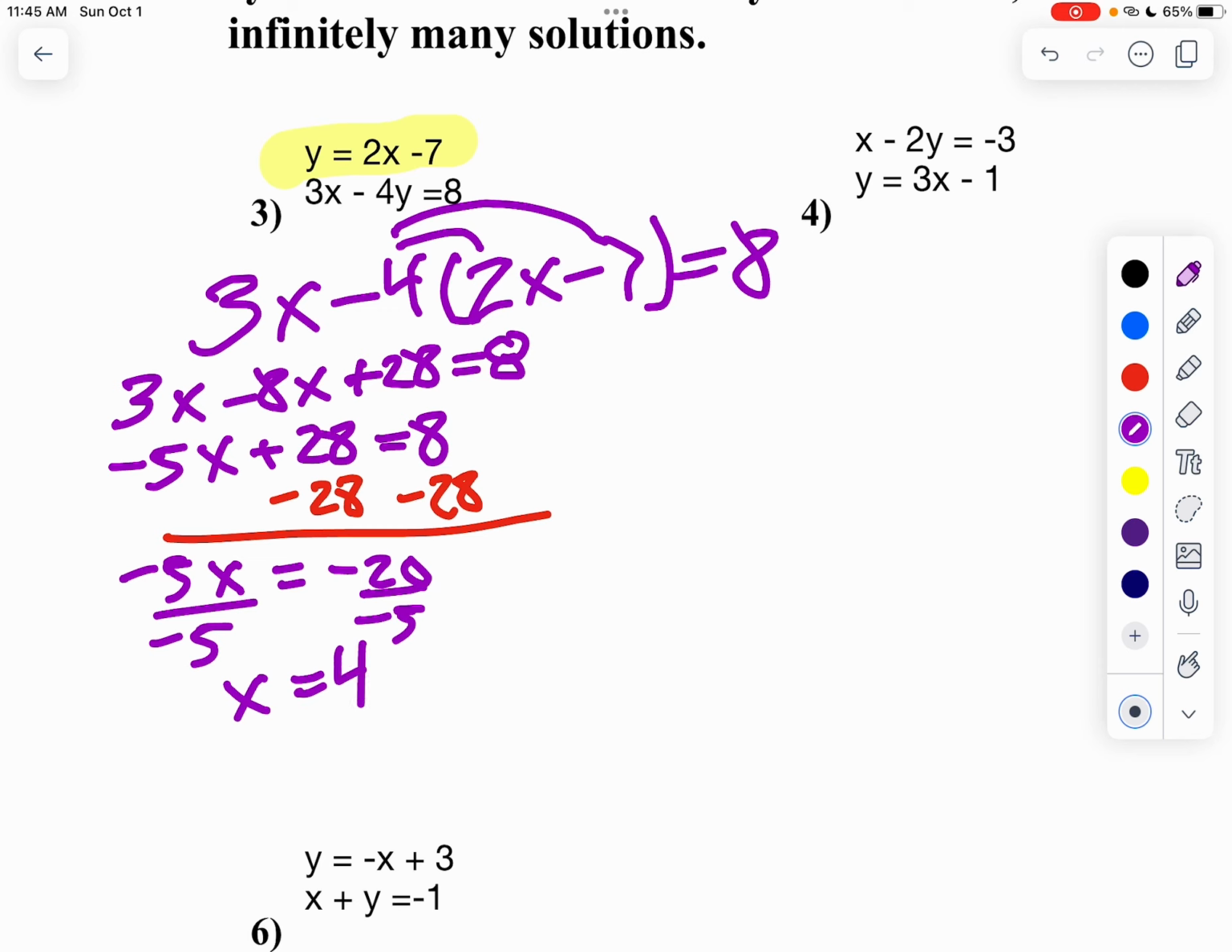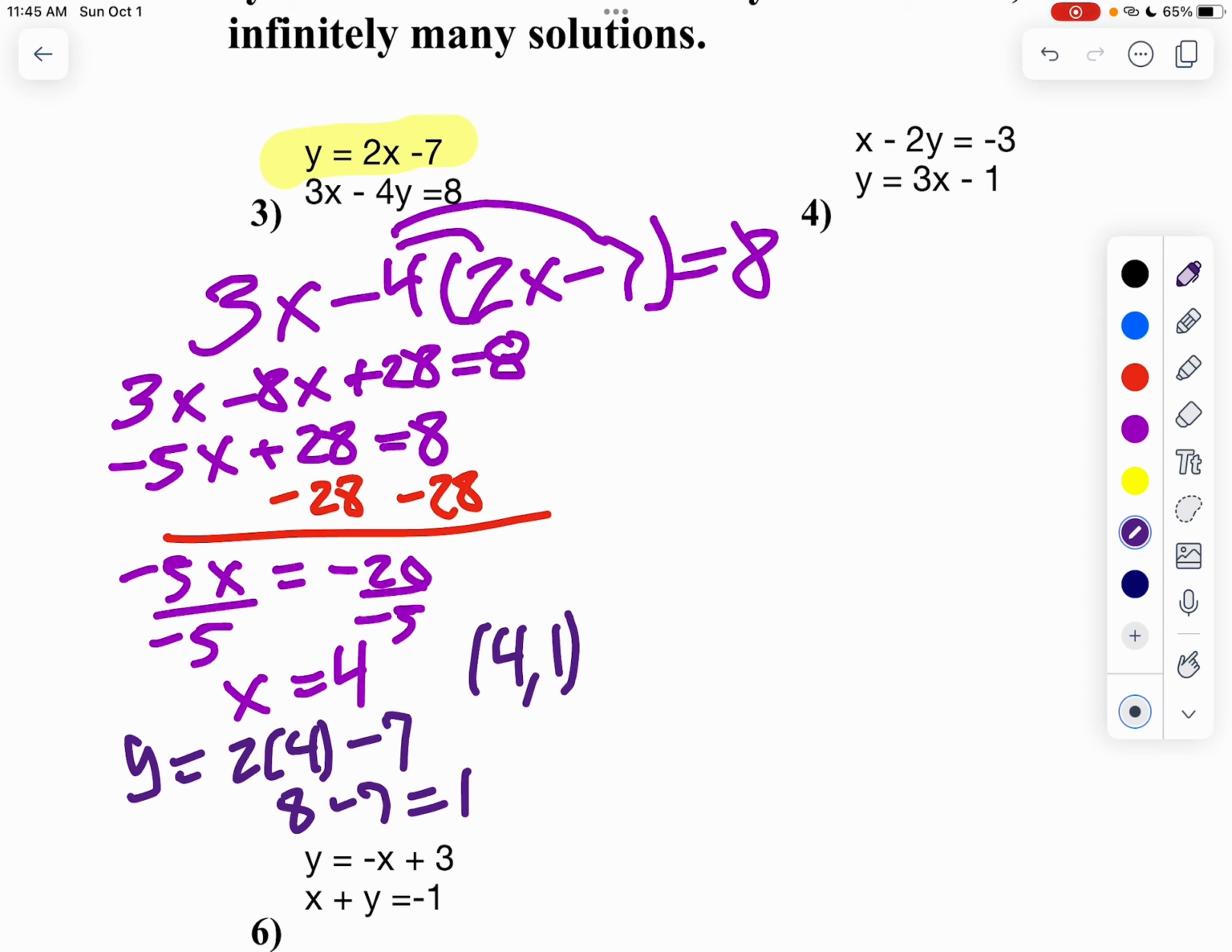Now let's go back and find y. So I'm going to use my first equation with y in it. So y equals 2 times 4 minus 7, or 8 minus 7, which is 1. So as an ordered pair, we're going to say 4 comma 1 for that equation.